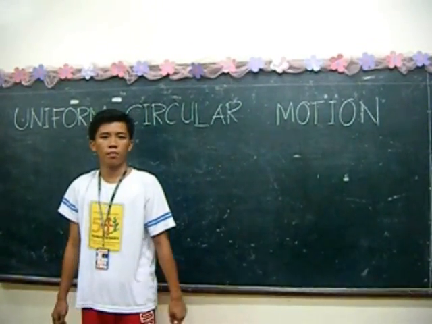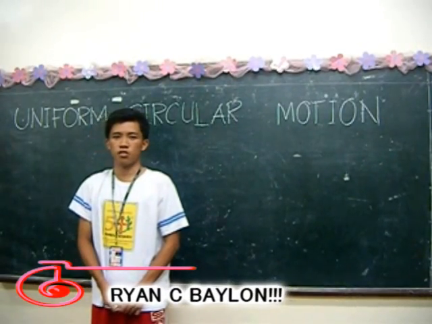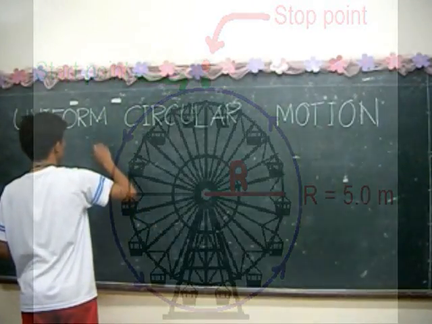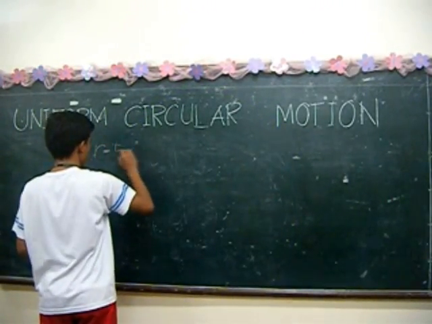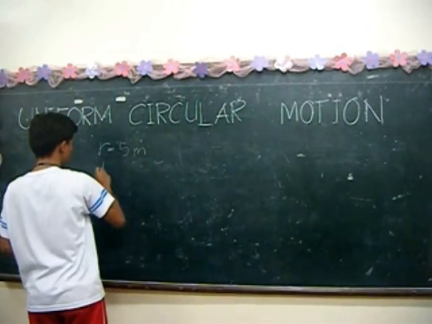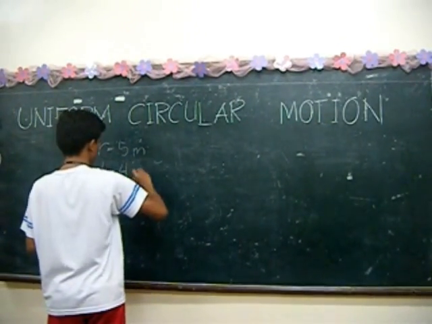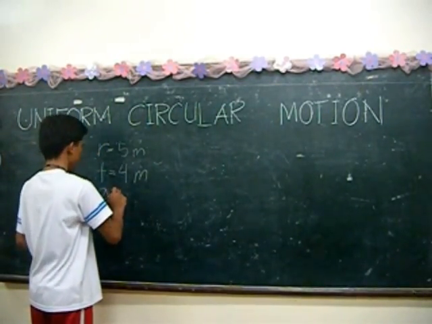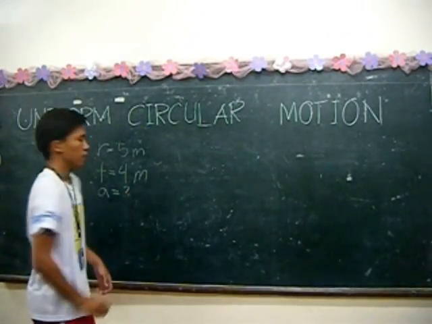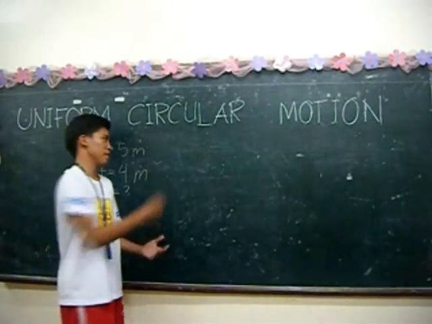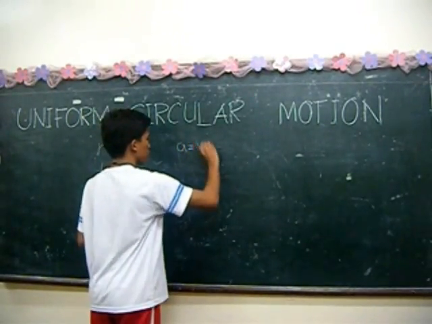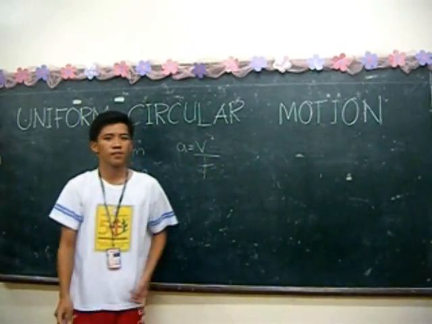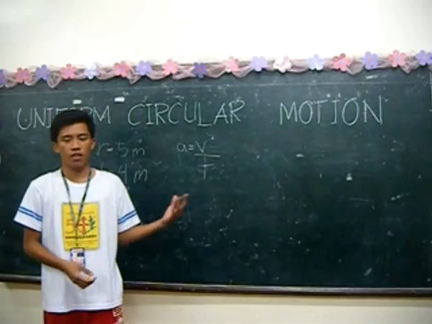In example A, we are given 5 meters, which is the radius, and we are given 4 seconds for the time. So we are finding the acceleration. The formula for the acceleration is this. So we don't have the velocity yet.